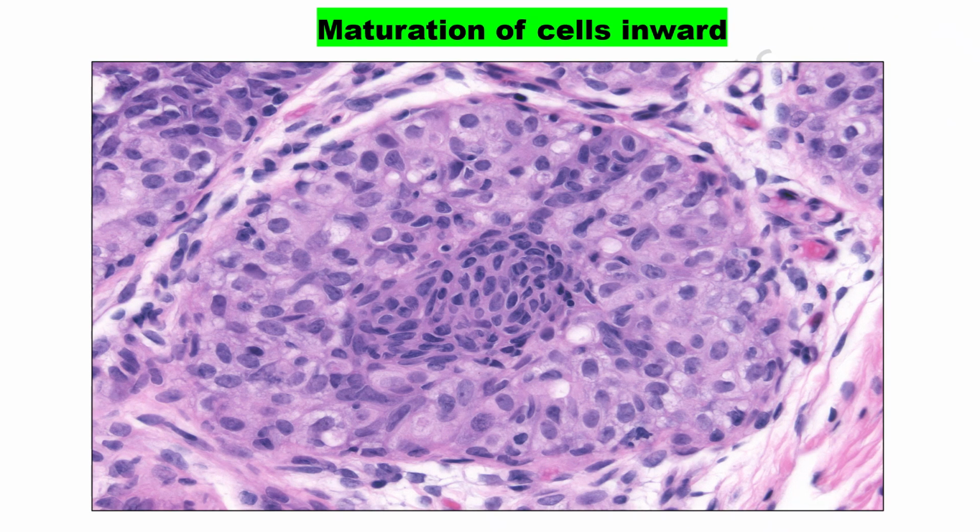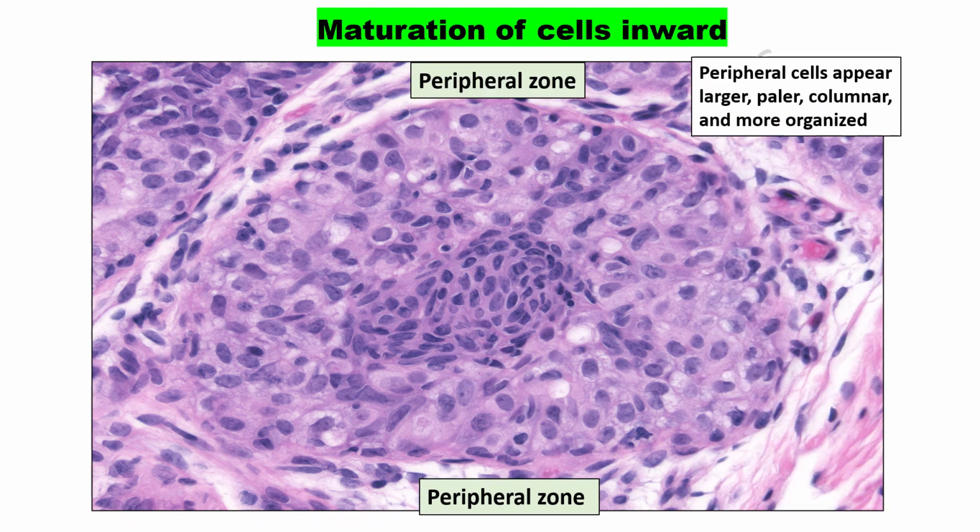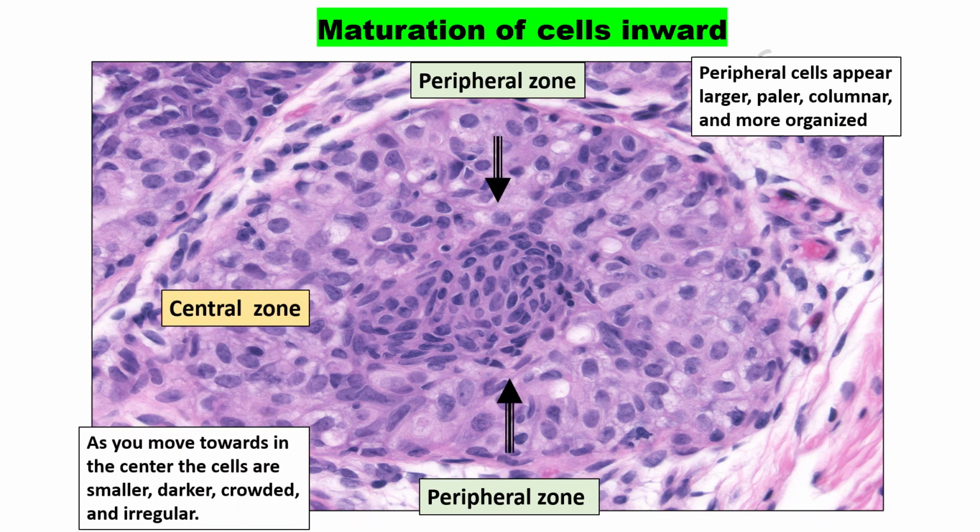Cells in usual ductal hyperplasia follow a peculiar maturation pattern. We can divide the cells into peripheral zone and the central zone. In the peripheral zone, the cells are larger, paler, columnar and more organized. When we come towards the center, the cells are smaller, darker, crowded and irregular.